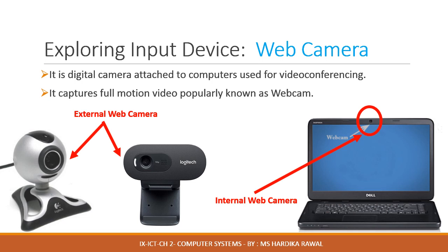Now we have the webcam or the web camera. The webcam is a digital camera attached to a computer, highly used for video conferencing and online chatting. They can also capture full motion videos. They are popularly known as webcam. In the olden computers or laptops, there were no inbuilt web cameras, so we use the external web cameras for this purpose. Now in each and every laptop and the latest mobile phones, we have good quality internal web cameras.